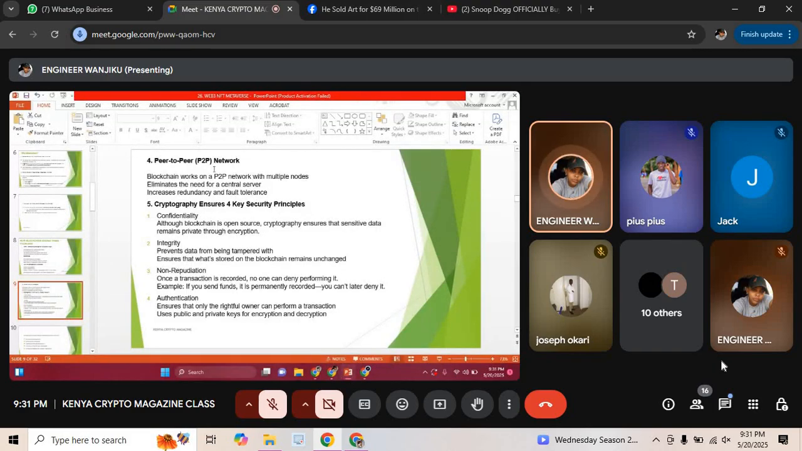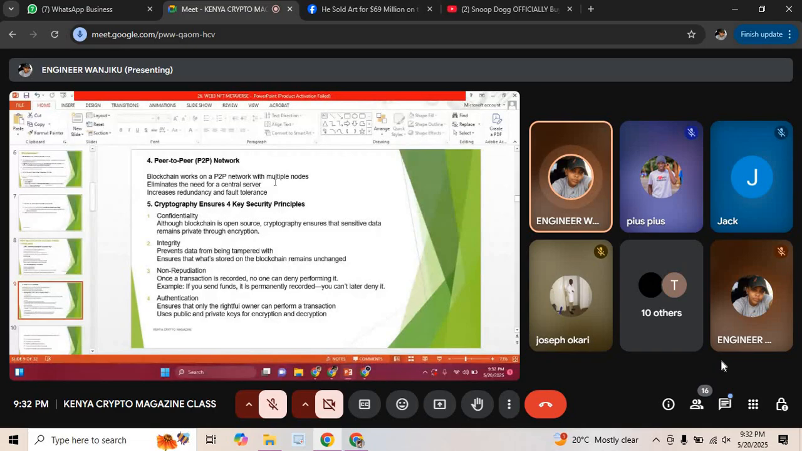Let's go to point number 4, peer-to-peer network, person-to-person network, the P2P. Blockchain works on the P2P network with multiple nodes. So it eliminates the need for a central server. The P2P network now brings about the concept of decentralization. Then it increases redundancy and fault tolerance. Lastly, cryptography ensures 4 key security principles.